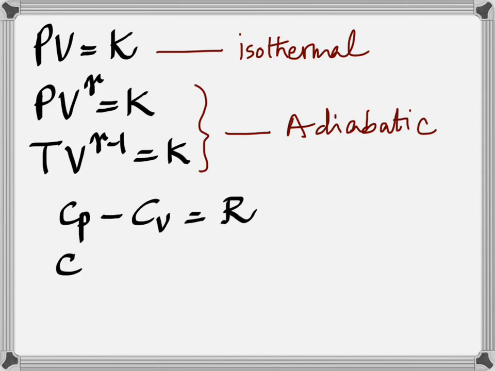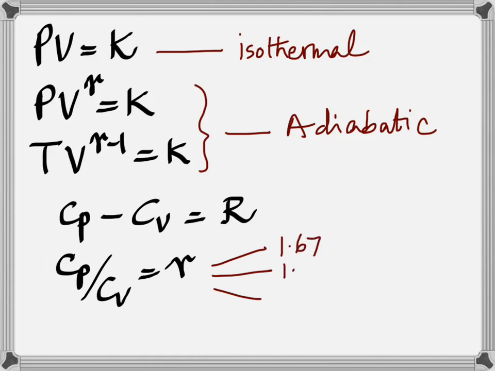Mayer's relation, Cp minus Cv is equal to R. You know that a gas has two specific heats: specific heat at constant pressure and specific heat at constant volume. If you take the difference between them for 1 mole of any gas, you will always get 8.314. That will be the difference. And then Cp by Cv is equal to gamma, and you need to know for monoatomic it's 1.67, diatomic 1.4, and polyatomic 1.33. Those are the values of gamma. That may be the third time that I'm repeating this.